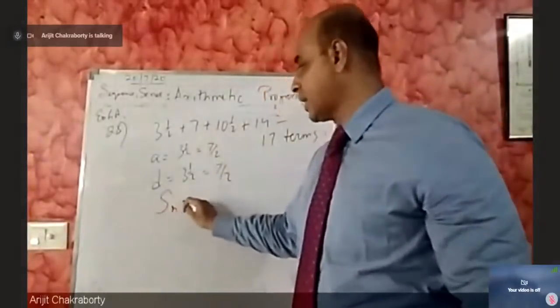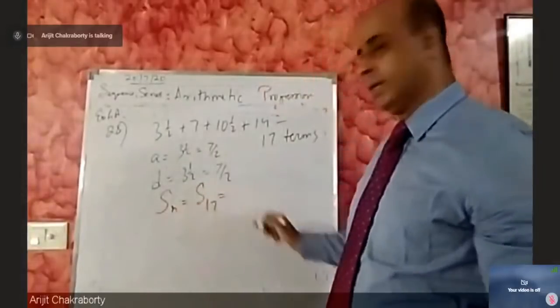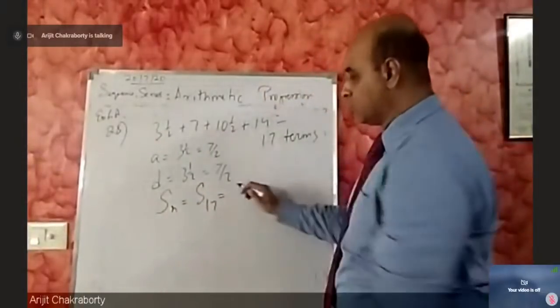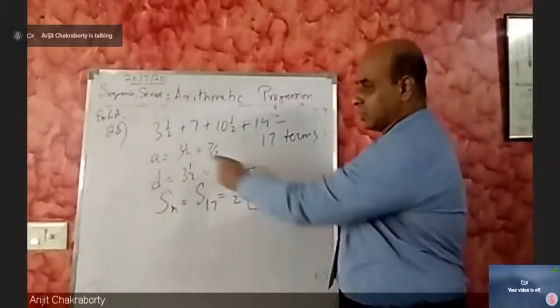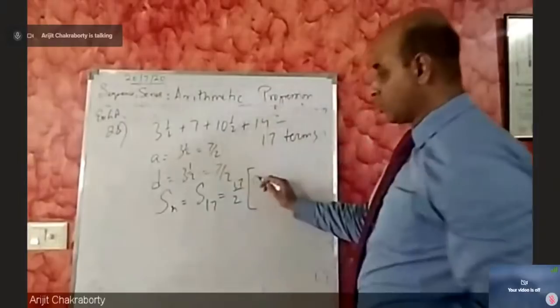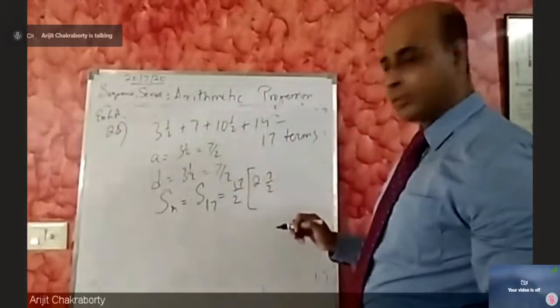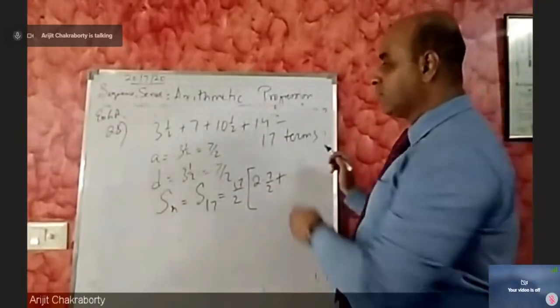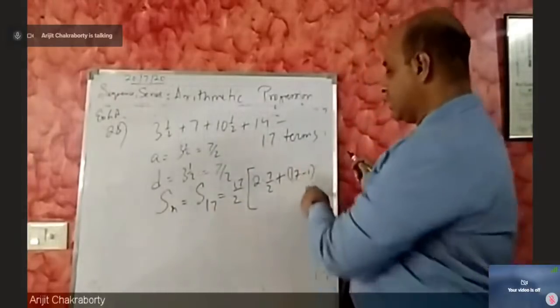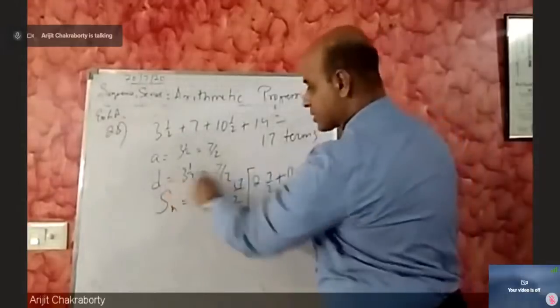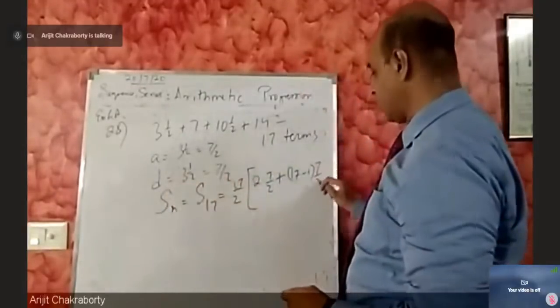So the formula is Sn, that is S17, equal to n by 2, so 17 by 2 into 2a. 2a is 7, so you have 2 into 7 by 2 plus n minus 1. N is 17, so 17 minus 1 into d. d is 7 by 2. So you have 7 by 2.